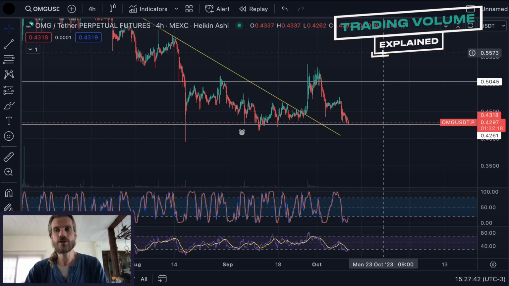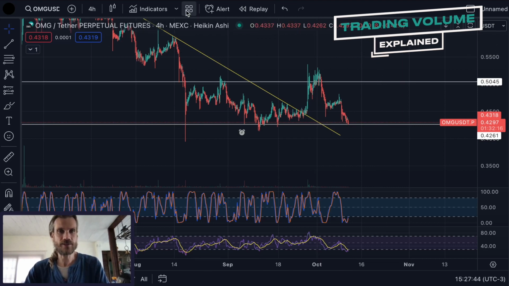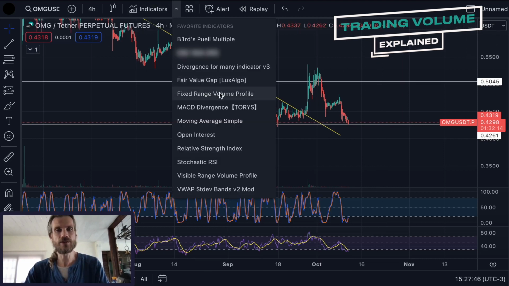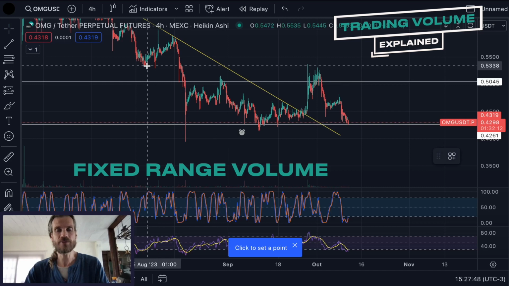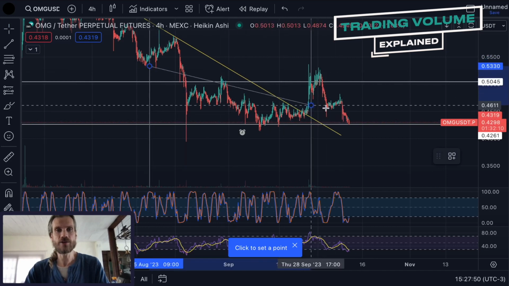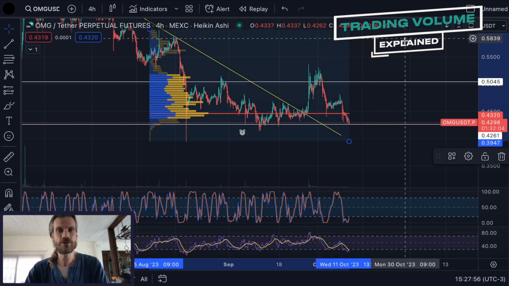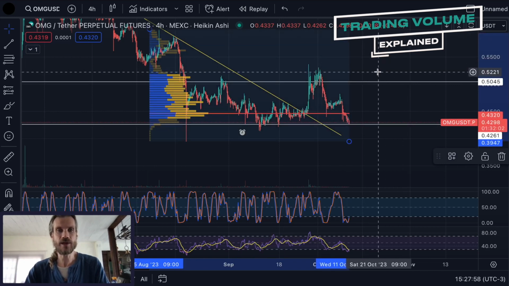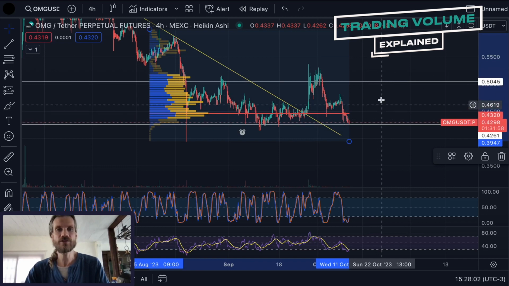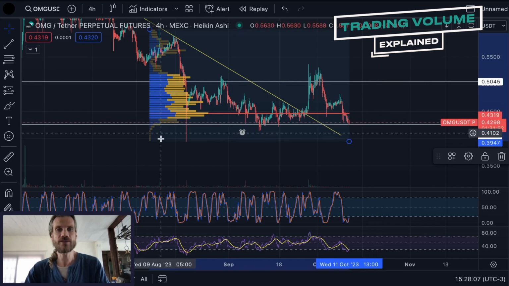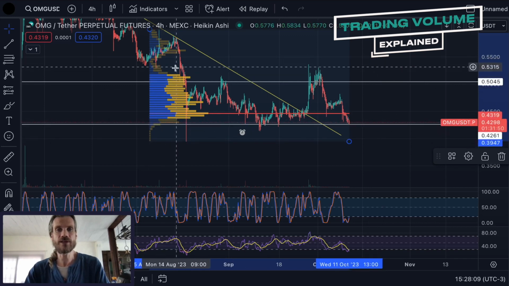There is another way to use volume to trade in this market, which is by using an indicator called the fixed range volume profile. So this is a token called OMG, and I'm just going to add the fixed range volume profile to this chart. Now what it will show me is where the liquidity lies in the market, where there's the most volume occurring. And it's between this range here, these 2 points here. Beyond this point here, we have a low liquidity zone and we have a low liquidity zone here.